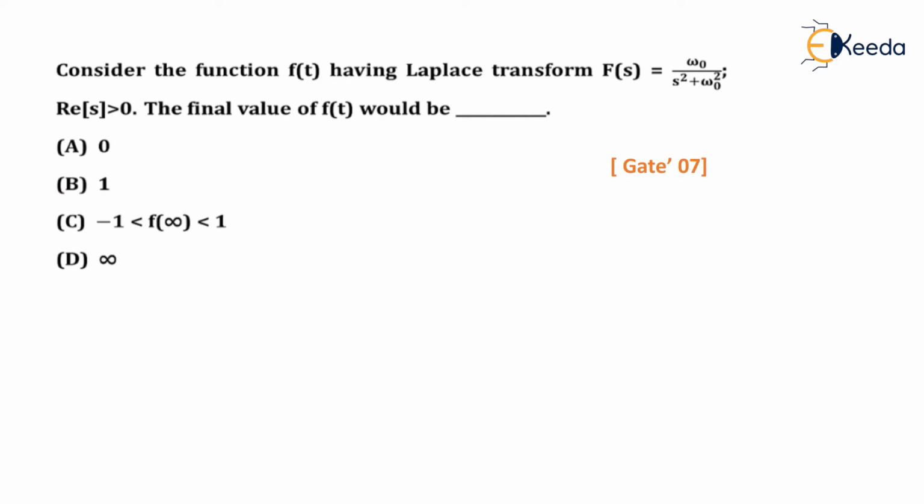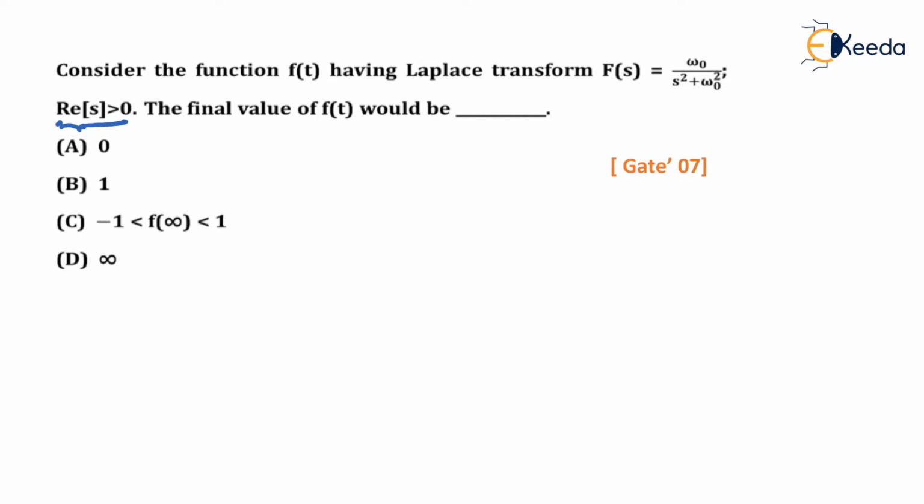Consider function f of t having Laplace transform F of s equal to omega naught upon s square plus omega naught square. And the ROC is real part of s greater than 0, then the final value of f of t would be. And some options are given.